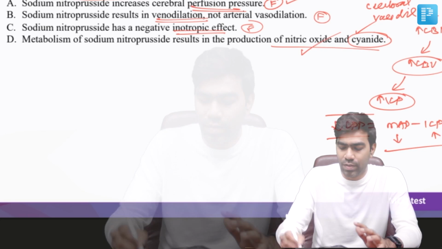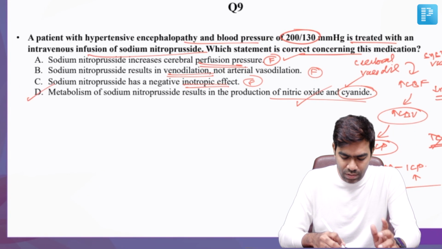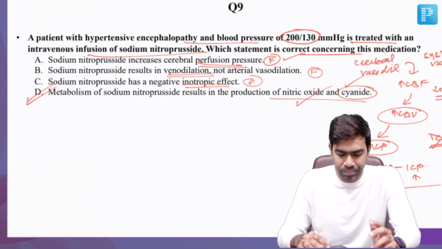That is why high dose or long-term infusions of sodium nitroprusside can be associated with cyanide toxicity. How will you suspect it? Whenever a patient develops altered mental status and lactic acidosis with a normal PaO2 and normal saturation, in the context of a patient receiving high dose sodium nitroprusside, you can almost always suspect cyanide toxicity. So the right answer for this question is going to be option number D.